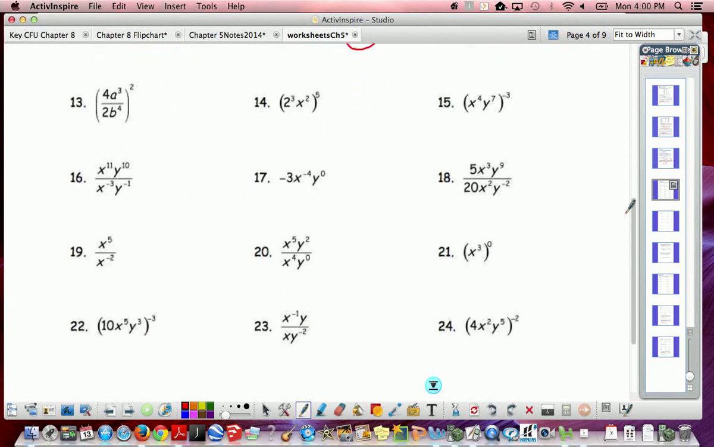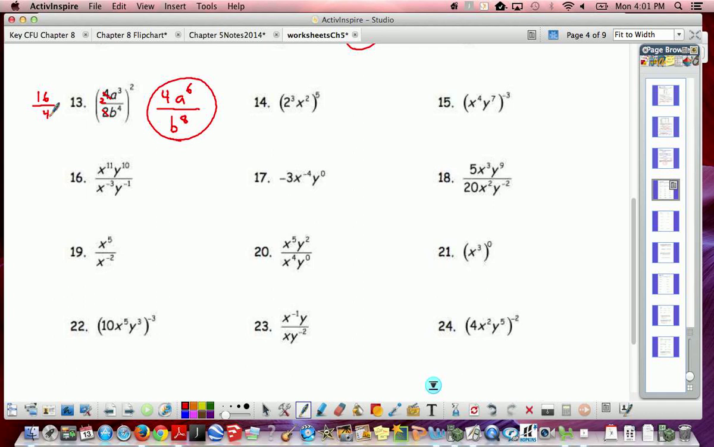Number 13. I have to take everything to the 2nd power here. However, what I'm going to do is just simplify this 4 divided by 2. 2 goes into 4 2 times. So I'm going to save myself a little bit of work here. So now I really just have to take 2 squared, which is 4. a to the 3rd being squared goes a to the 6th. In the bottom, b to the 4th being squared is b to the 8th. So I actually simplified that number a little bit easier. If you don't, you still should get 4 because 4 squared is 16 if you didn't do it that way. 2 squared is 4. 16 divided by 4 does reduce to a 4 in the top.